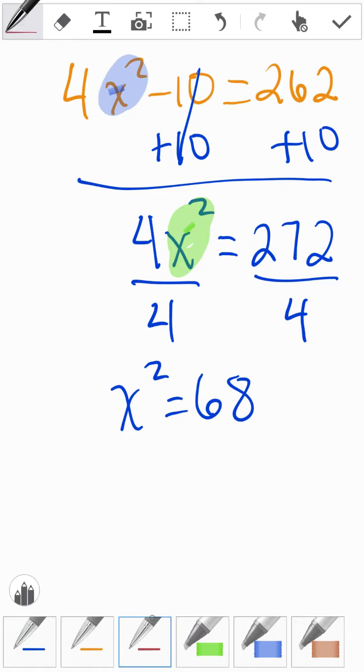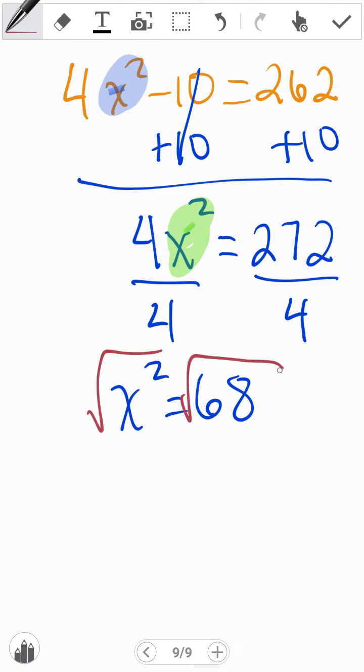Now that my squared is by itself, we're going to square root both sides. So x equals, because this cancels the square, and we find the square root of 68, but I got to do the plus or minus because I introduced the square root. So if we do the square root of 68, let's see if we can break that down.